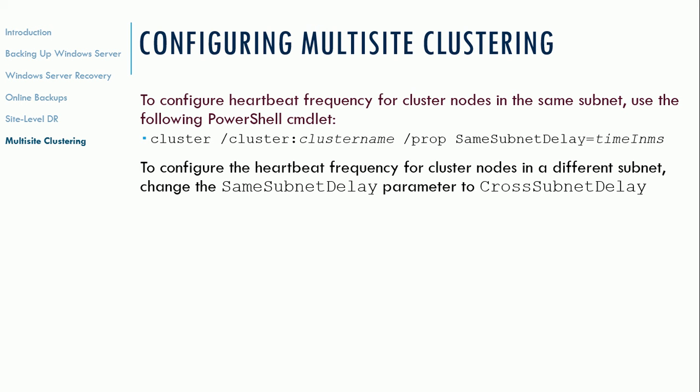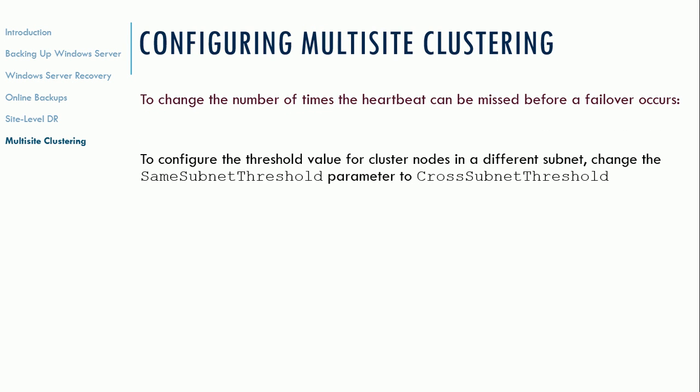To configure the heartbeat frequency for the clusters, you're going to use the PowerShell cmdlet for the cluster, and you can set that heartbeat time. To do it for cluster nodes in a different subnet, you would use the same subnet delay parameter, the cross subnet delay. To change the number of times the heartbeat can be missed before a failover occurs, that's also going to be using the cluster PowerShell cmdlet.